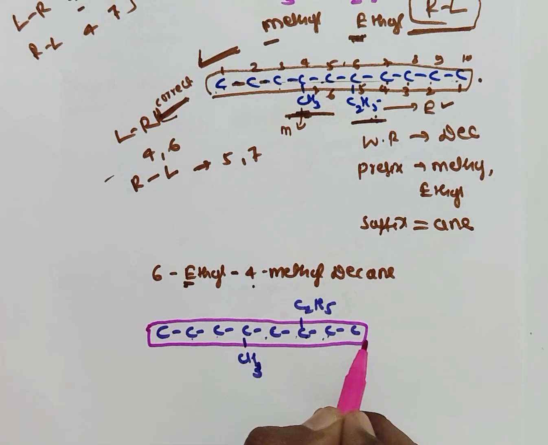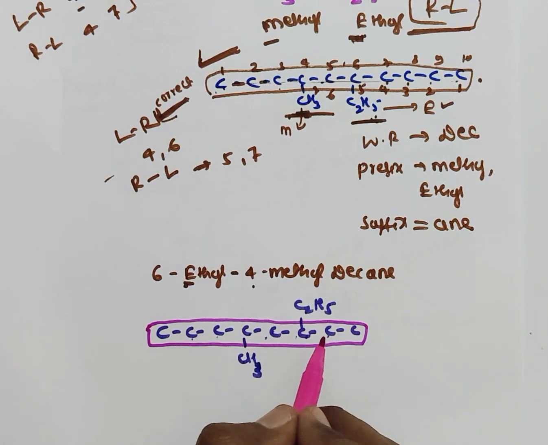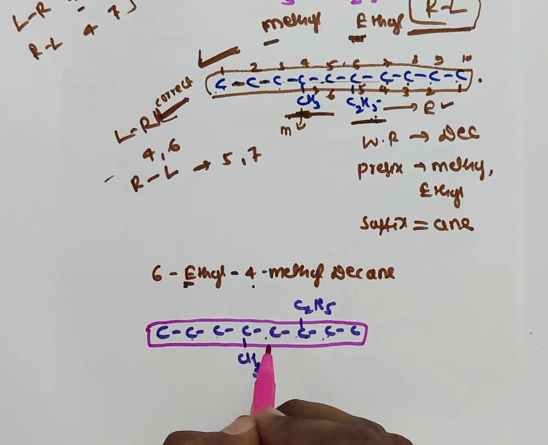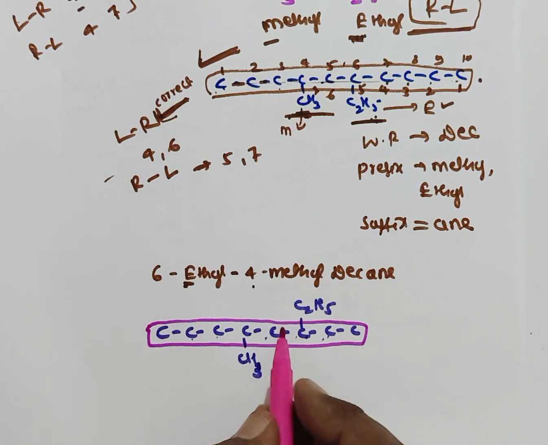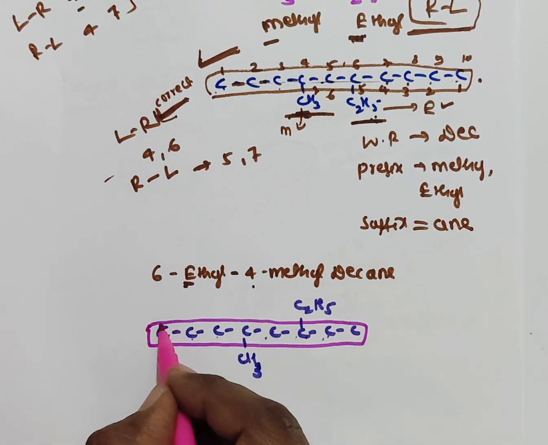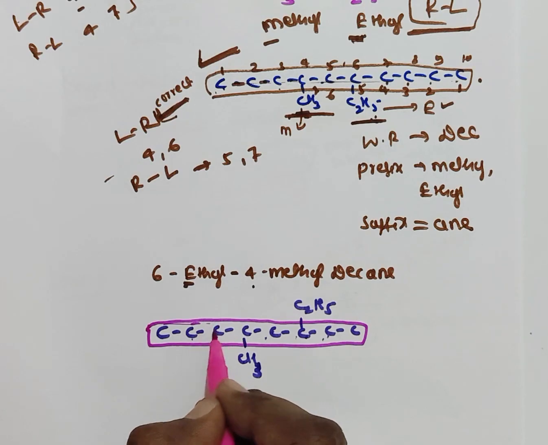So here this is the longest chain in the given organic compound. The second rule is numbering the carbon atoms. Numbering is done in such a way that the substituent carbon atom gets the lowest possible number. If you get confused in this part, do one thing.